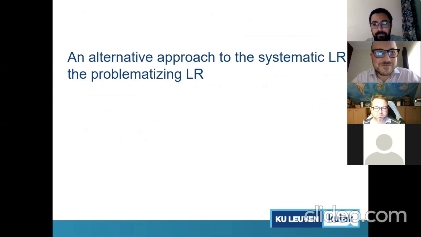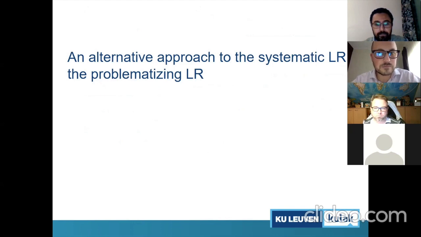There was a recent special issue in the Journal of Management Studies on literature reviews, and there was a point-counterpoint between two scholars. One was in the camp of the systematic literature review, which is of course very well known and a well established approach.